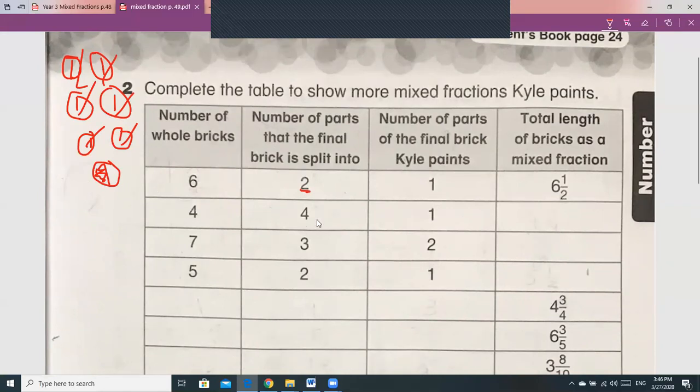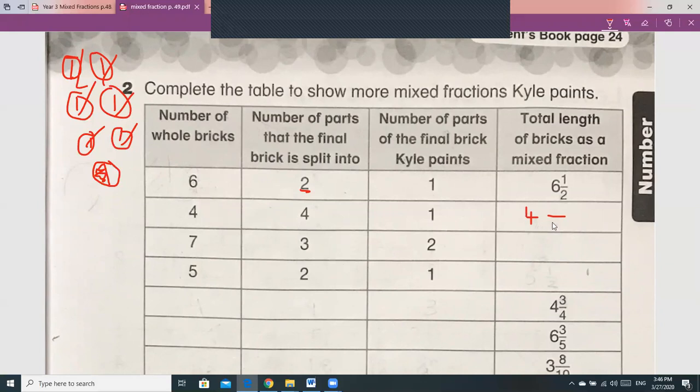Here, this is the number of parts. He cut the last one. Here, 4 is the number of bricks. The whole number of bricks is 4. So let's write the 4 first. Then I have to make my fraction. This 4, the number of parts that the final brick is split into, means this is the total number of fraction.